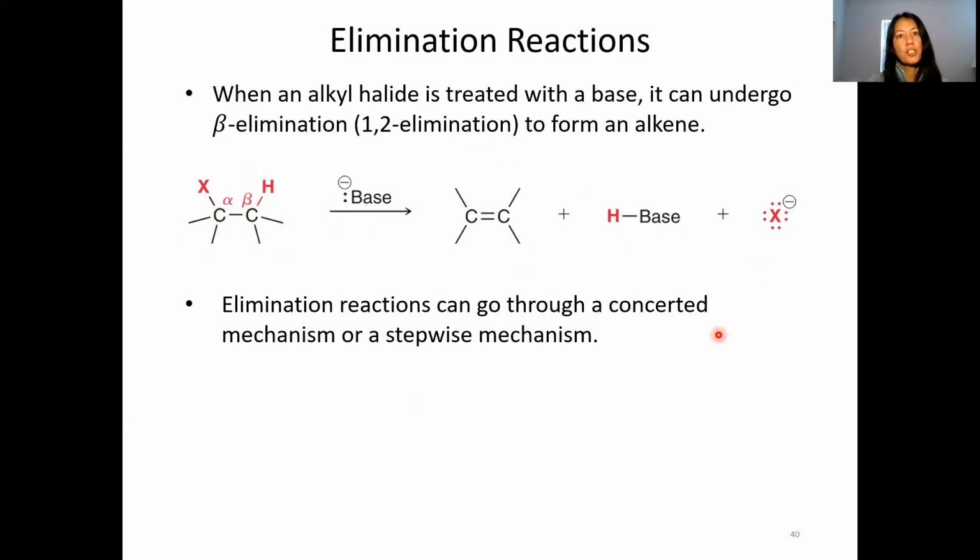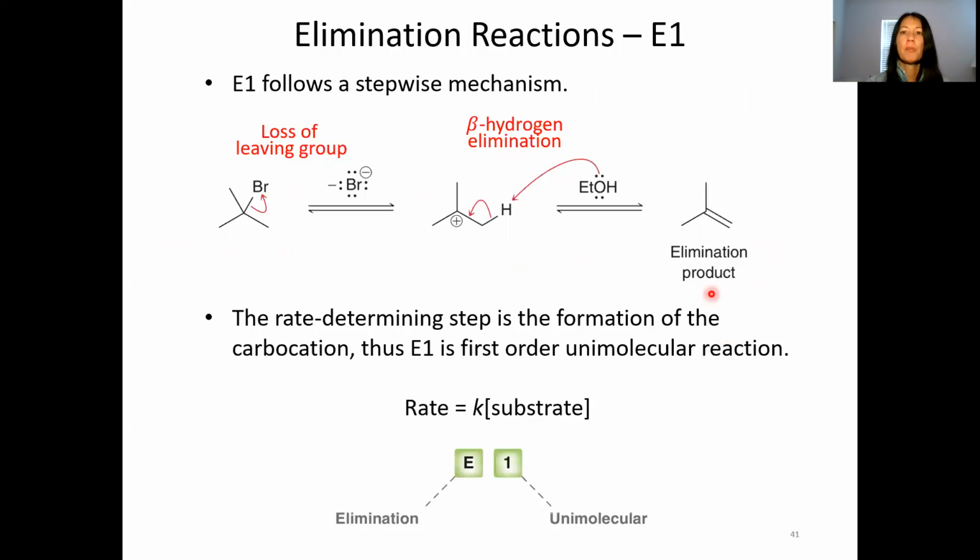Eliminations, just like substitutions, can go through either a stepwise or concerted mechanism. So there's actually E1 for unimolecular or E2 for bimolecular. We're going to be talking about E1 today. E1 follows the stepwise mechanism, similar to SN1. So both of those, E1 and SN1, involve the formation of a carbocation, and the first thing that happens is your leaving group leaves.